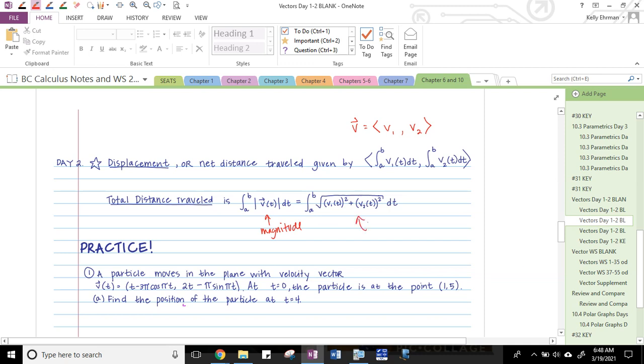Really, this is just our arc length formula for parametrics. Remember, V1 and V2 are in terms of t, so they're little parametric equations. So the integral from a to b of the square root of first component squared plus second component squared, that is the arc length.